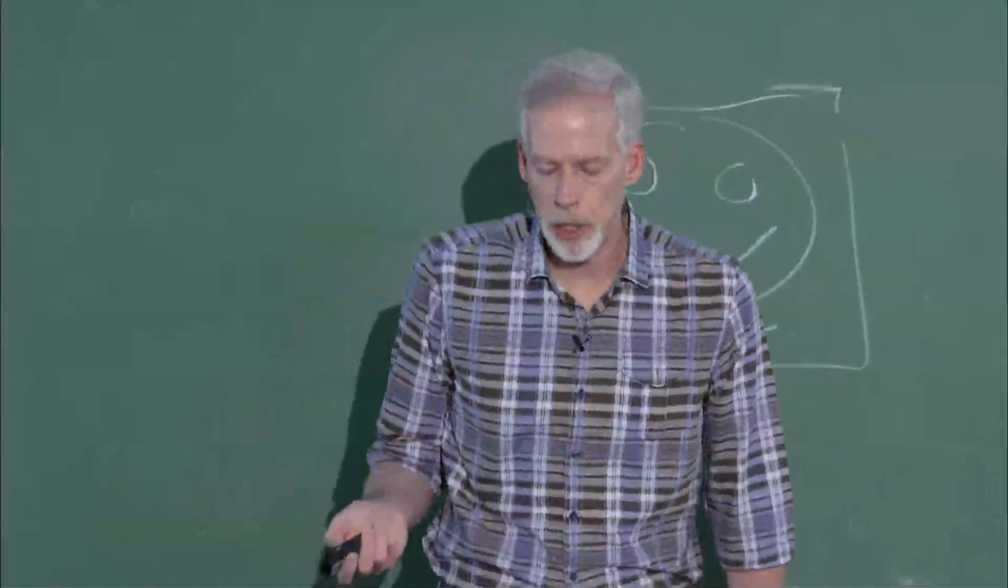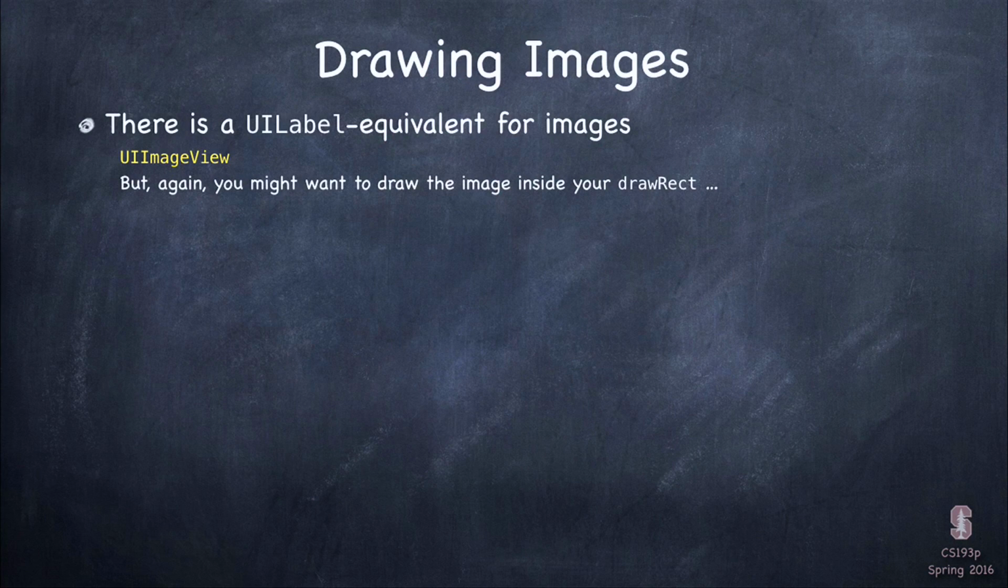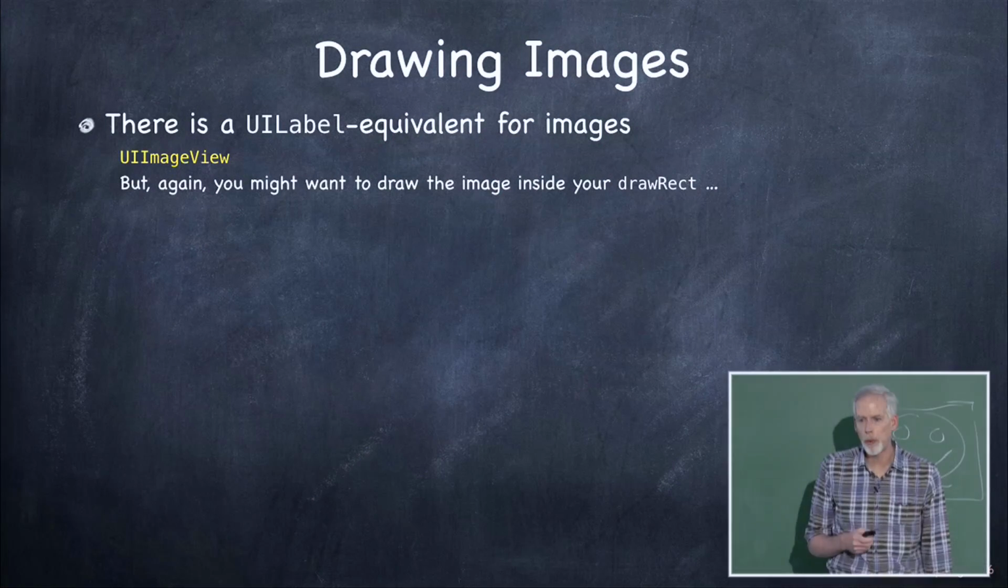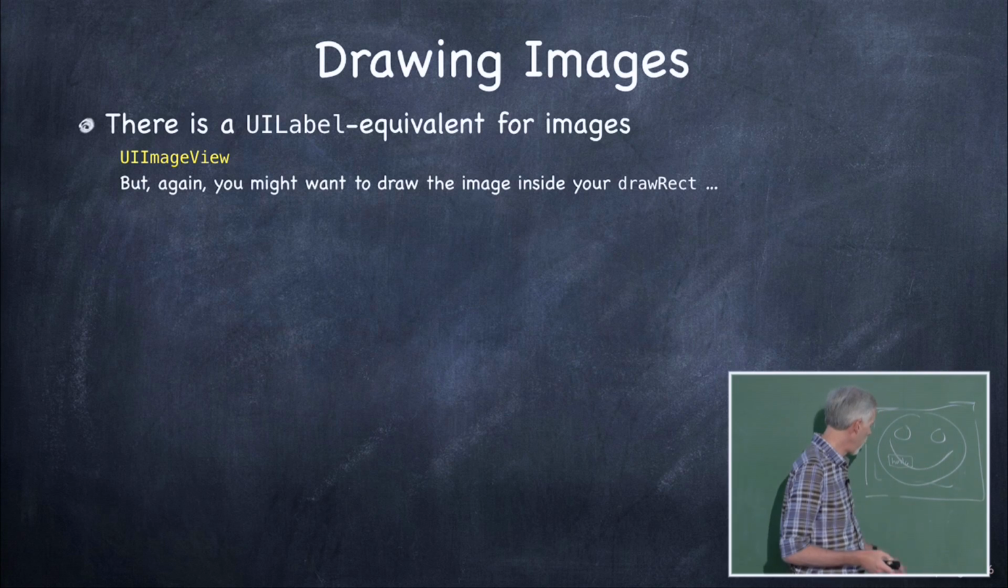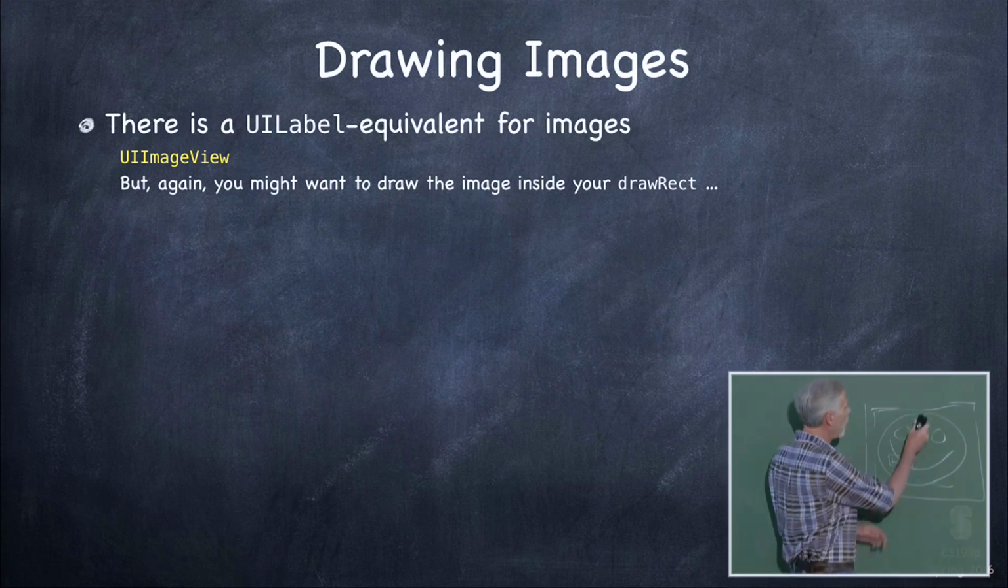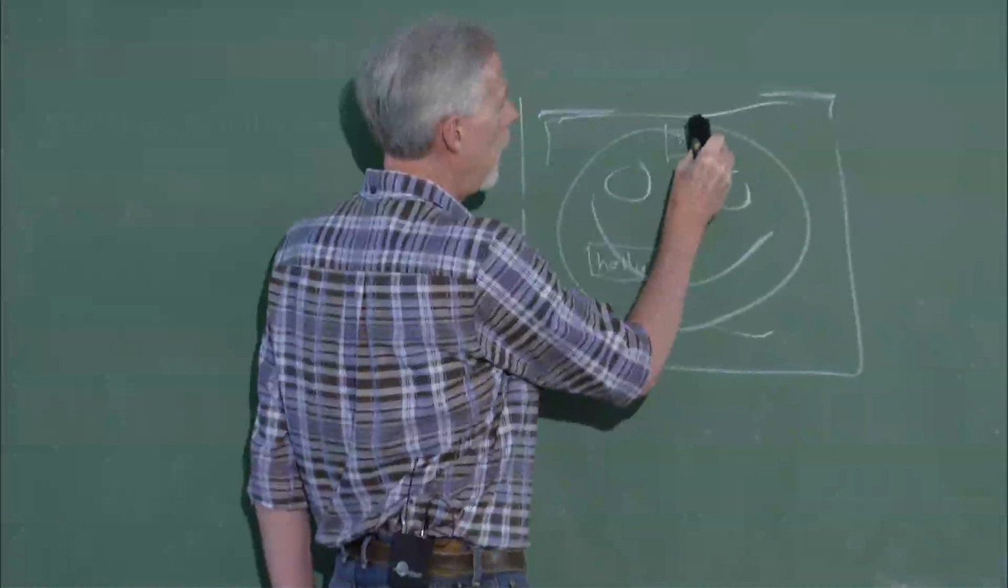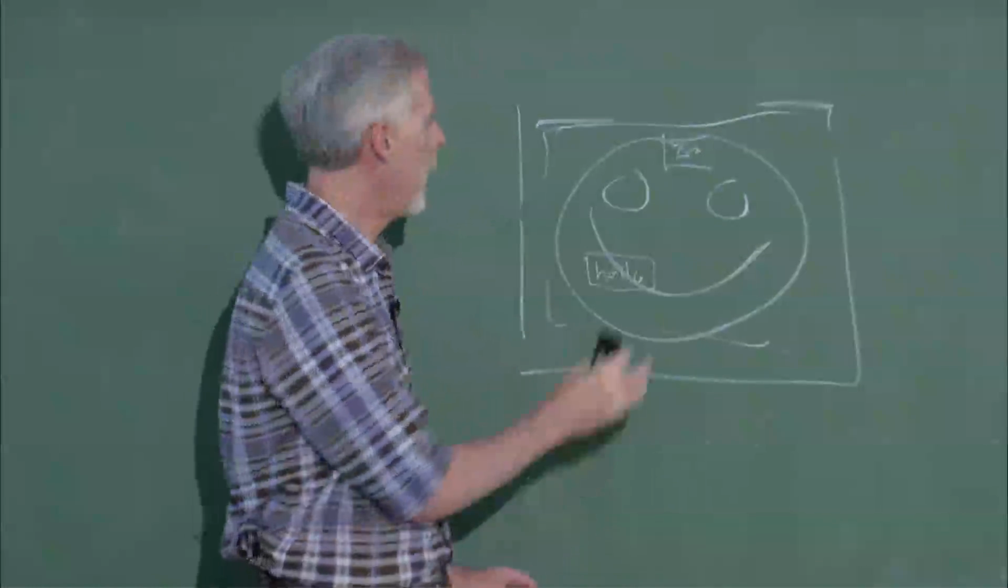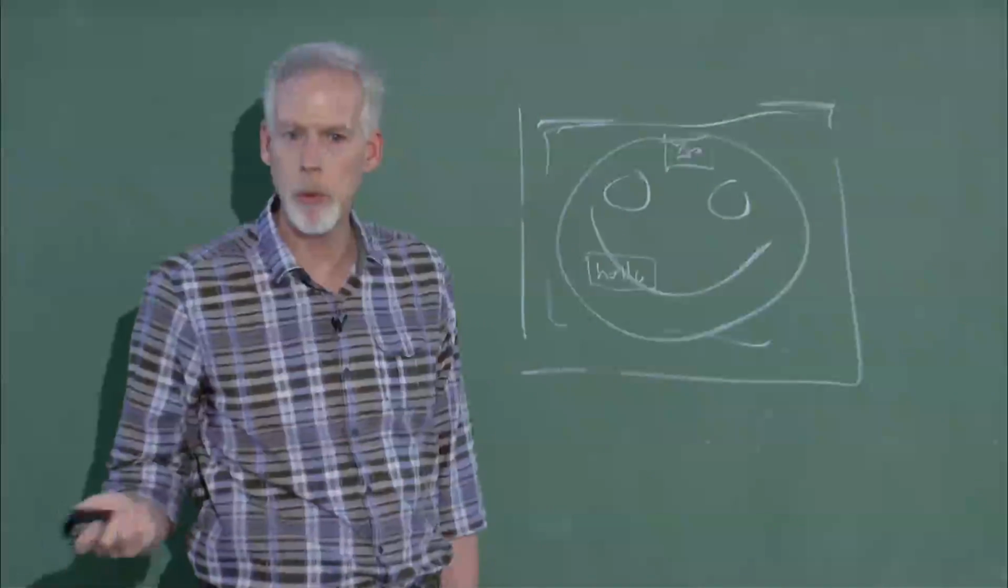Okay, how about drawing images? Just like there's UILabel for drawing text, there's something called UIImageView for drawing images. So you could just put an image. If I wanted to put an image on this guy's forehead, I could just put a UIImageView here and have my image here. Okay, put it as a subview of my face view. So that's one way to do it.